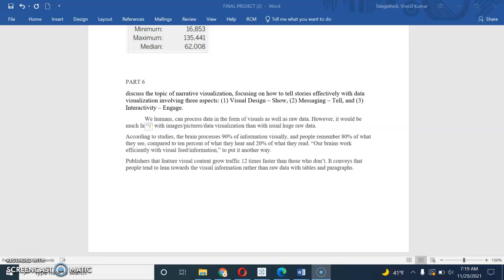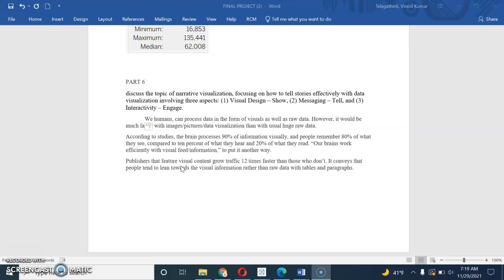So part 6 here is the narrative of visualization. We humans can process data in the form of visuals as well as raw data. However, it must be much further with images, data visualization than with the usual huge raw data. According to studies, the brain processes 90% of information visually, and people remember 80% of what they see compared to 10% of what they hear and 20% of what they read. So our brain works efficiently with visual feed information.